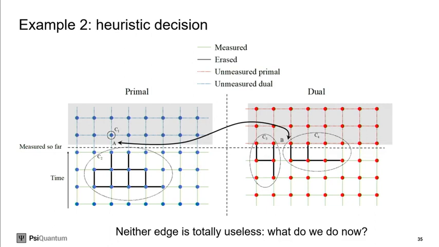However, not all my decisions are always going to be easy. There'll be certain situations where neither edge is totally useless. So let's consider this situation instead, where I have a measurement A and a measurement B. And now in this particular scenario, both of them could potentially help me. So now what do I do?